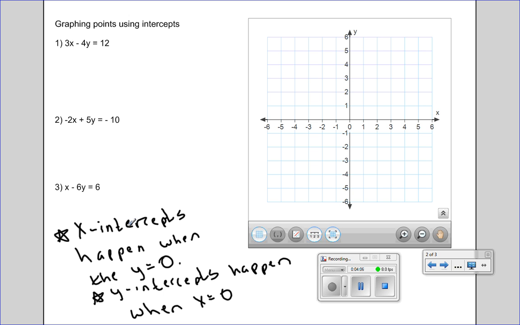Let's start by finding our x-intercept. So we're going to go ahead and make y 0. So x minus 6 times 0 equals 6. X equals 6. And you have your x point. So 6, comma, 0.